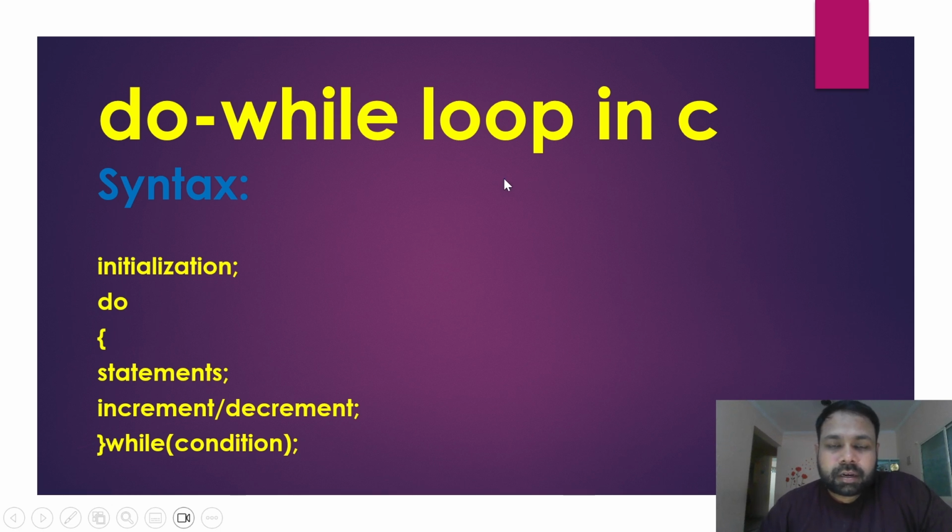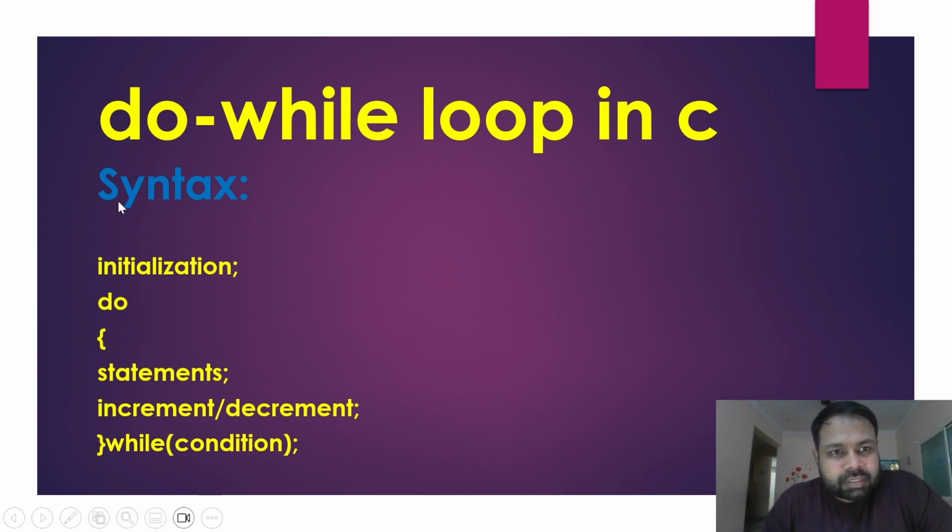So generally we know that we have looping statements: for loop, while loop, do while loop, right? In the other videos I have discussed the while loop and the for loop also. I will be adding the links of those videos in the description. You can watch them. So in this video I'll be discussing the do while loop.